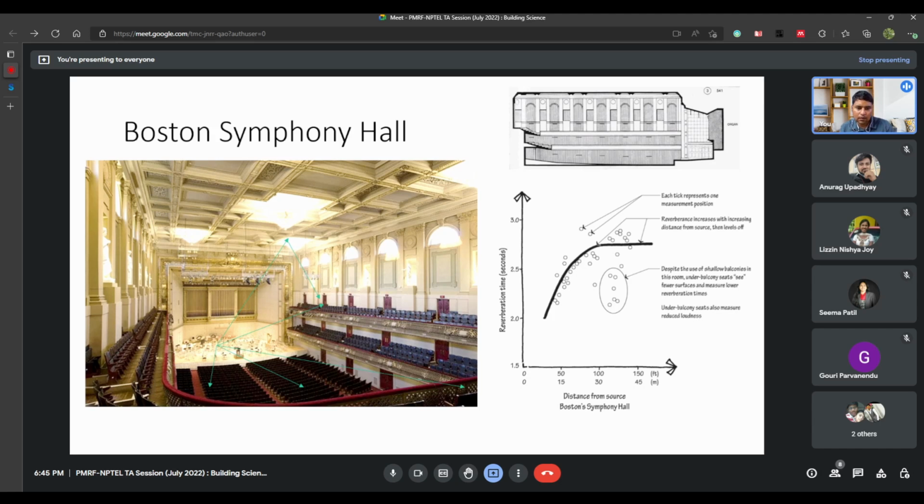Here, this is Boston Symphony Hall. This is considered one of the well-designed acoustical spaces. Before, you would have been exposed to the concept of direct sound and reflected sound. Here, you have this cross section of the room and also the view of the hall.